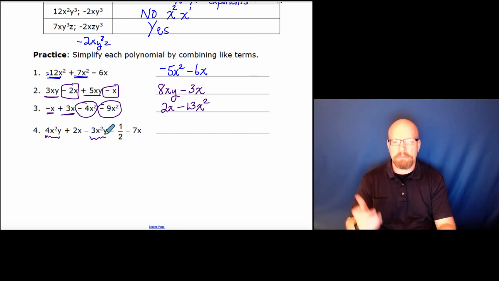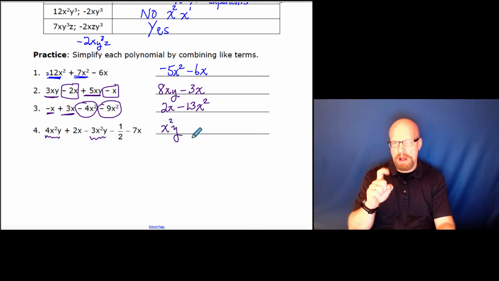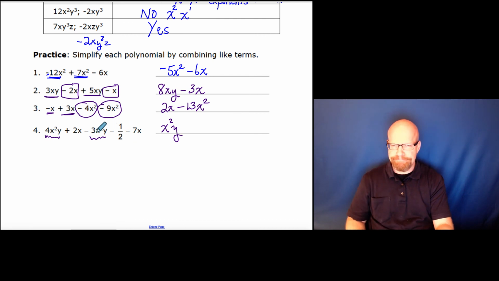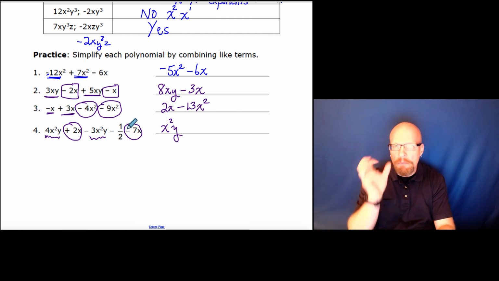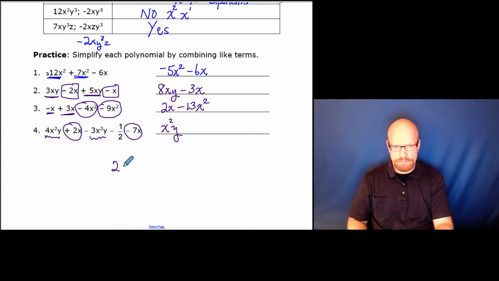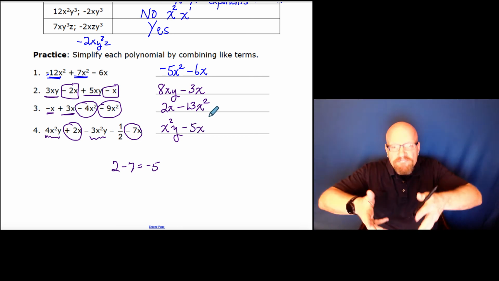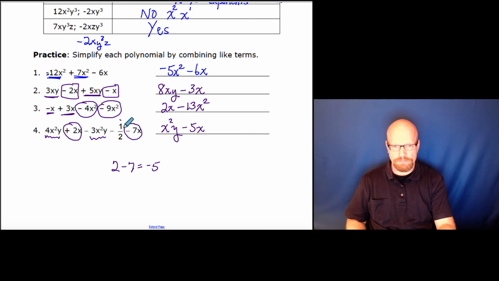That doesn't match. Oh, this matches though. So 1x squared y. Now that doesn't match because there's no variable there. But this one matches with 2x. So what's left now?